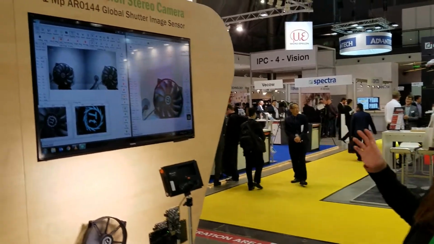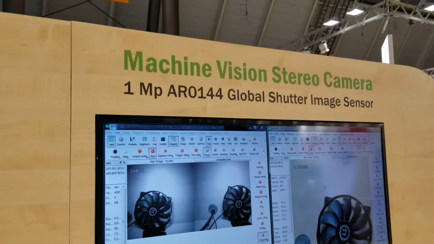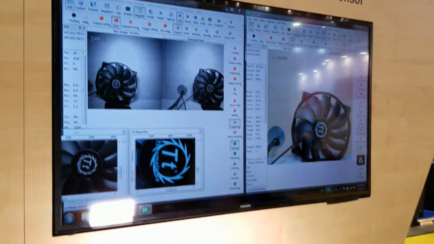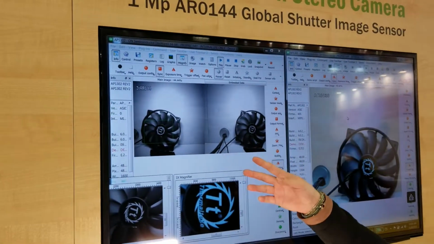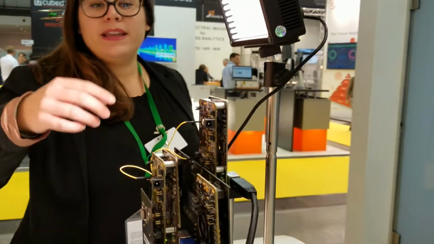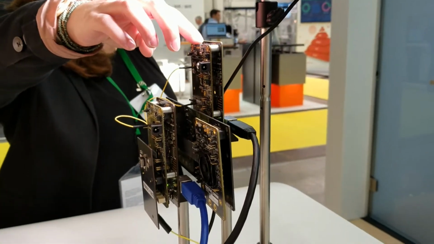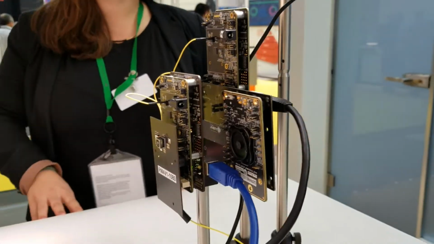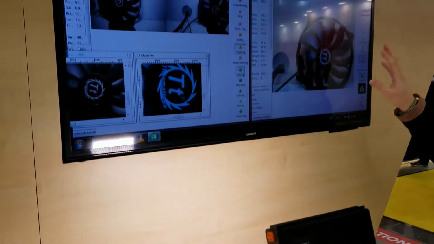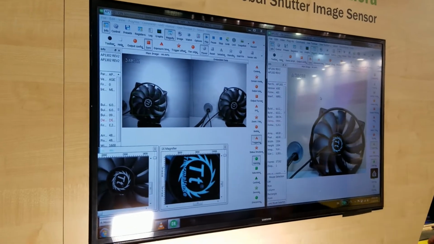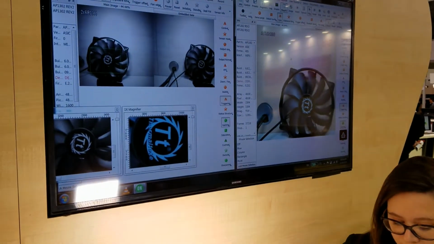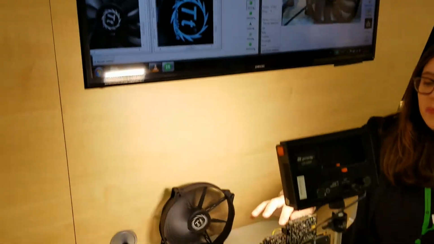So here we have a demonstration base for machine vision stereo camera. We are using three global shutter here, 1 megapixel. It's a 1/4 inch. They're linked on ISP here. It's our coprocessor. We do also have a 4 megapixel rolling shutter on the right here. It's a 1/3 optical inch. This one is also linked to a coprocessor.